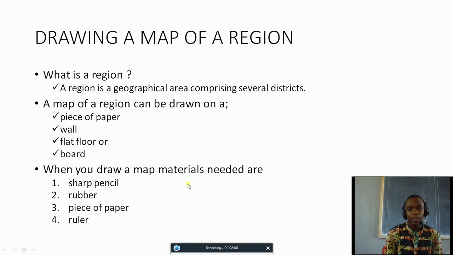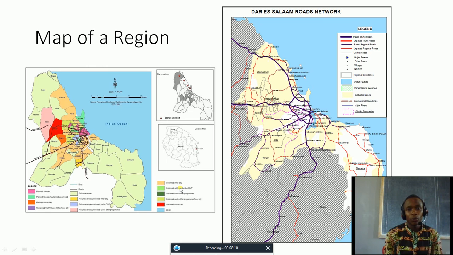Okay, let us continue to discuss the map of a region. Here there is a map of Dar es Salaam. So you're supposed to draw a map of Dar es Salaam and show the districts of this region. So when you draw your map, don't forget to put all the essential components of a map.